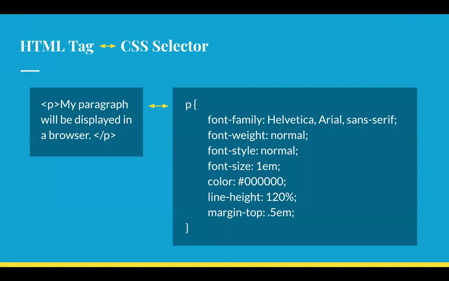The CSS selector matches up with a structural tag back in the HTML. So a P tag for paragraph is referenced in CSS as P. Then we see the variety of properties that we can define: font family, font weight, font style, font size, color, line height, and margin top, for example. Changing any one of these properties in the CSS will change the style of every paragraph across any linked pages.